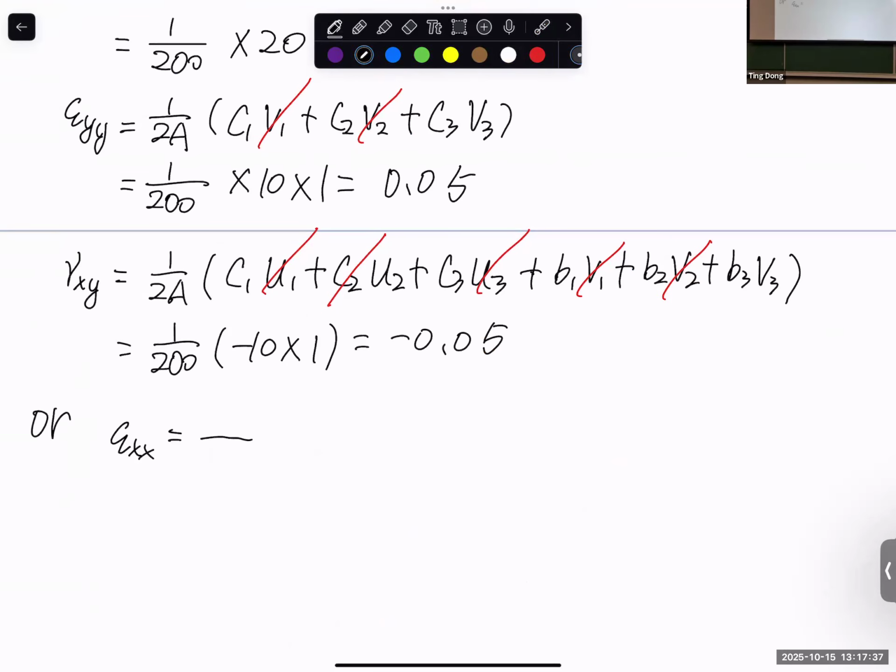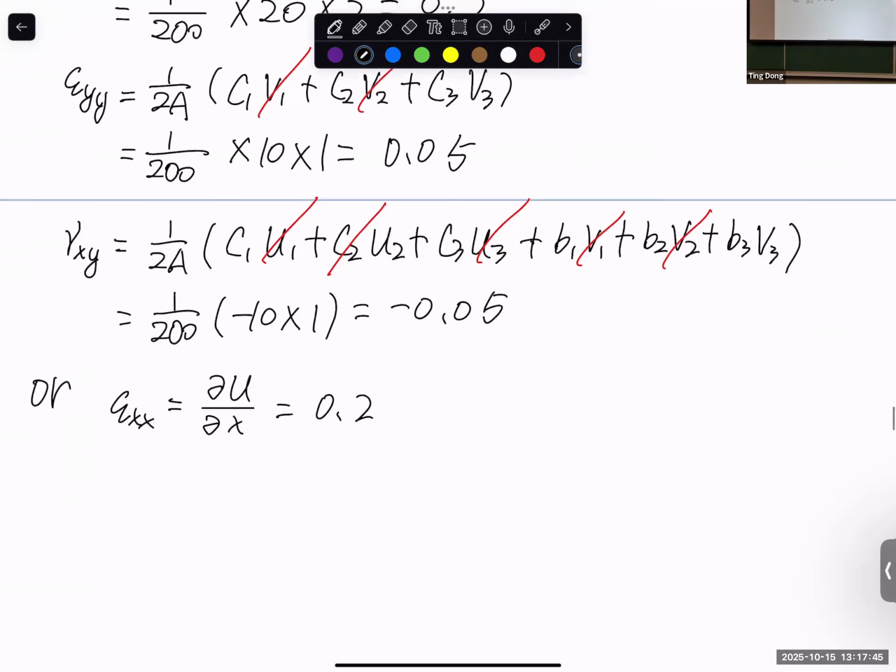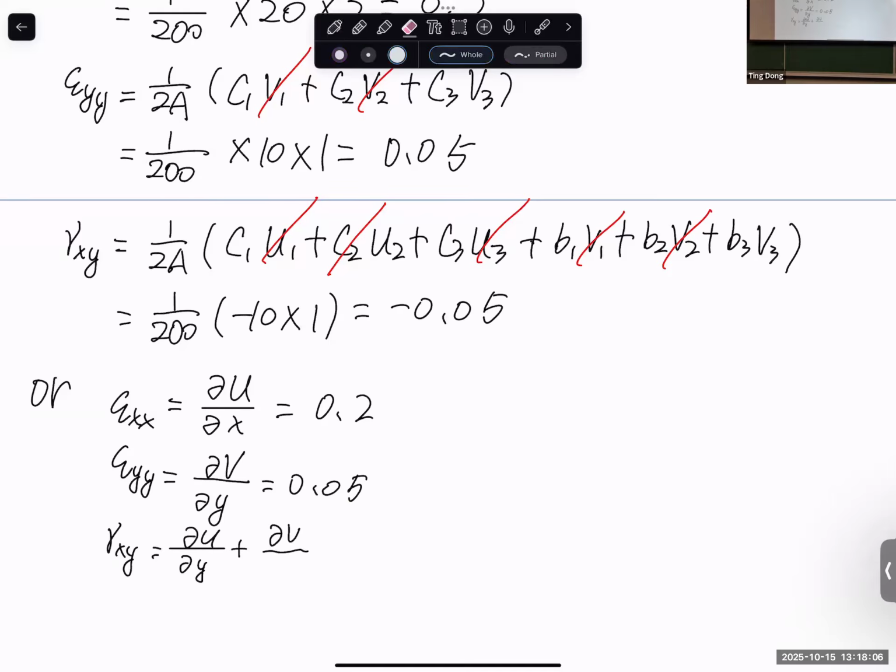So normal strain in the x direction, the partial derivative of U with respect to x, equals 0.2. And normal strain in the y direction, the partial derivative of V with respect to y. And shear strain, du/dy plus dv/dx.